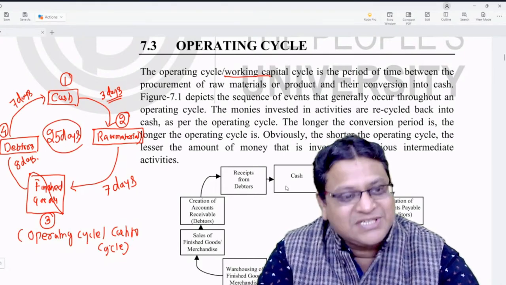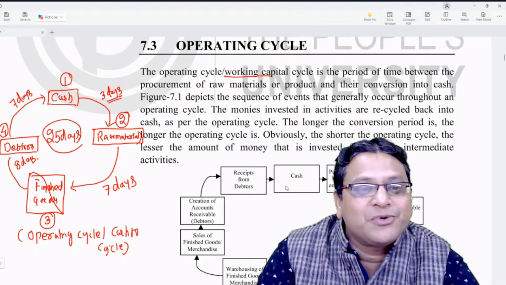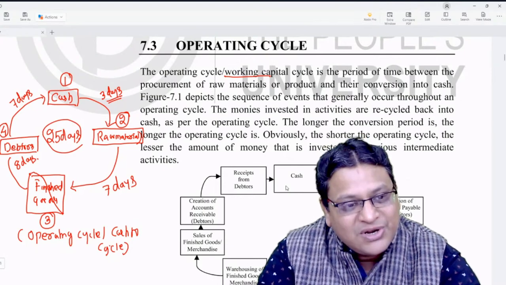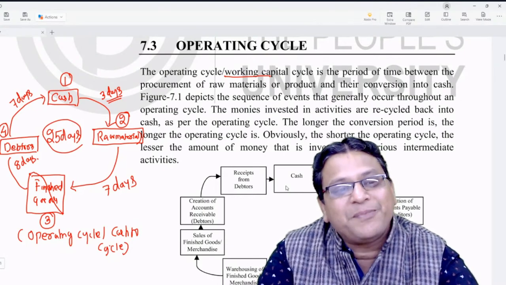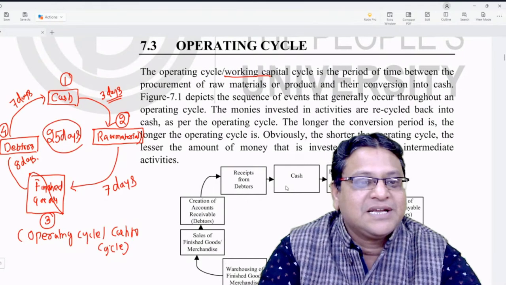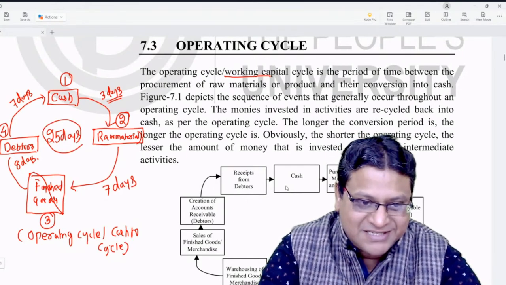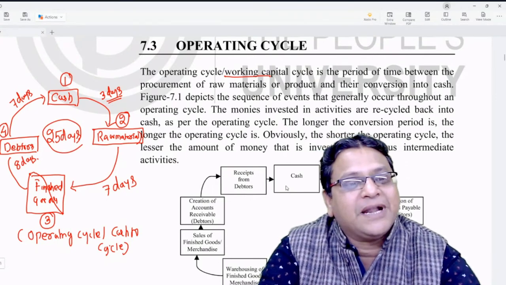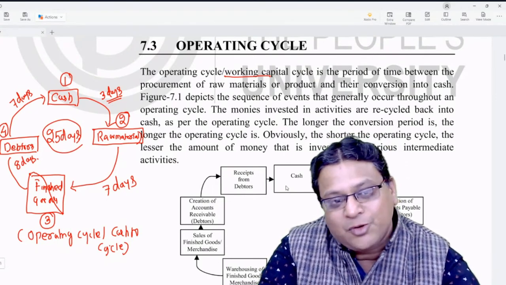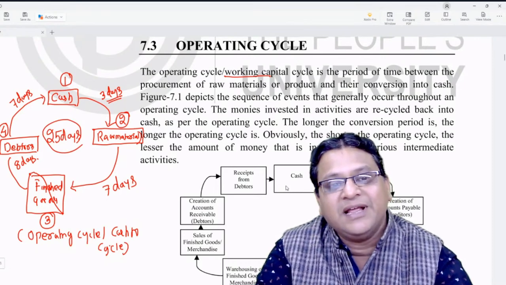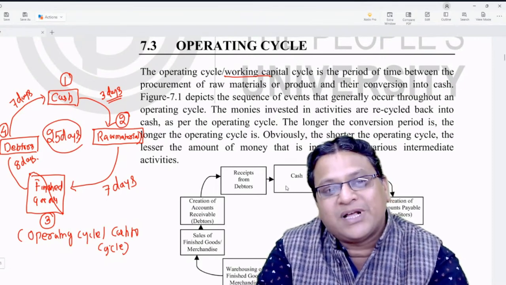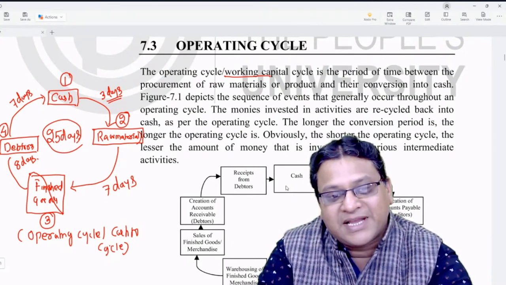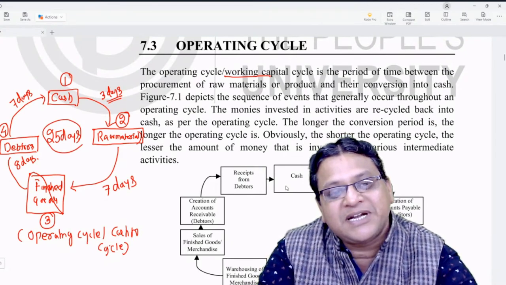The longer the cycle, the more the requirement of working capital. The shorter the cycle, the less the requirement of working capital. Hence, the business always tries to shorten this cycle. Which cycle? Working capital cycle. Working capital cycle ko business chota karne ki koshish karta hai. Kyunki ye jitna bada cycle hoga, jitna lamba cycle hoga, utna amount of money blocked hoga cash mein, raw material mein, finished goods mein, debtors mein.